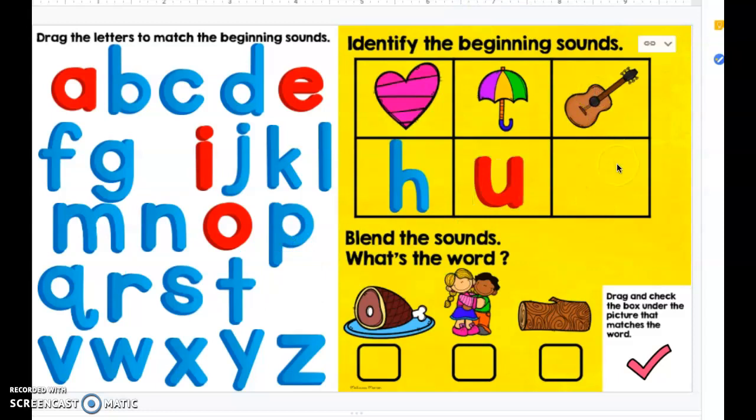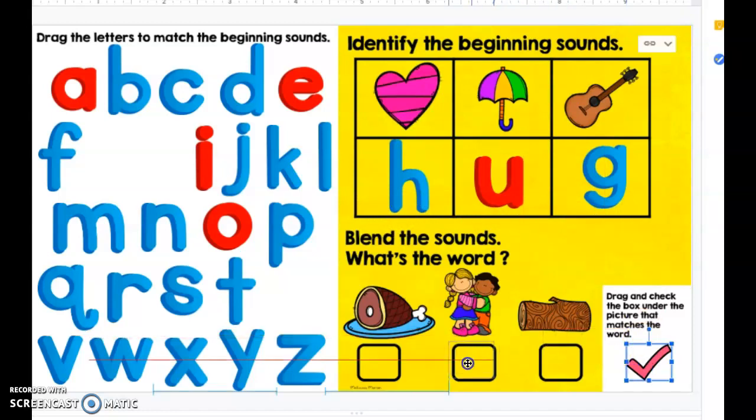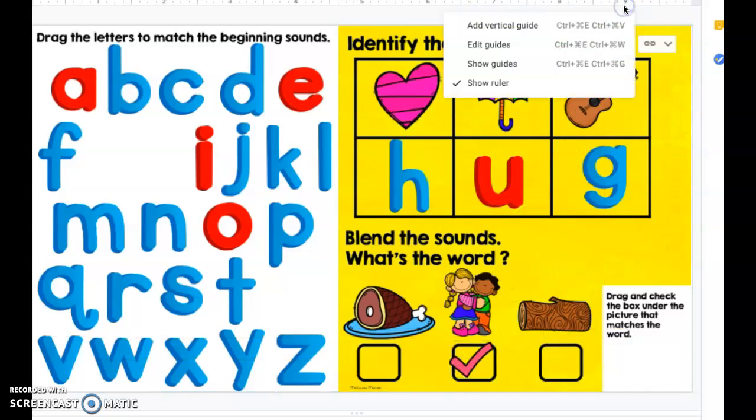And our last picture is of a guitar. G, g, guitar. Please look at your parent and tell them what letter makes the G sound. If you said G, you are correct. Now we have a picture of a ham, two children hugging, and a log. So we need to blend this word together to decide which picture is correct. Hug, hug. So if you said hug, you are correct. Wonderful job.